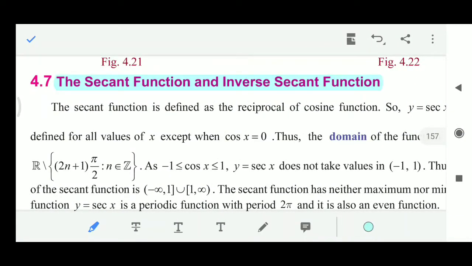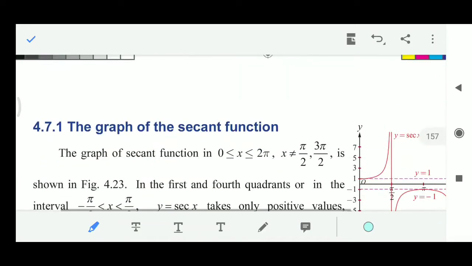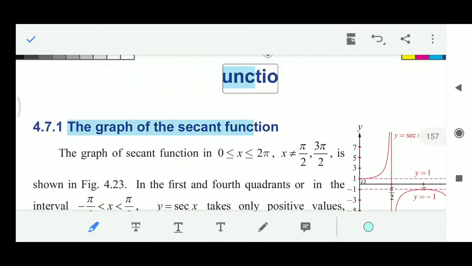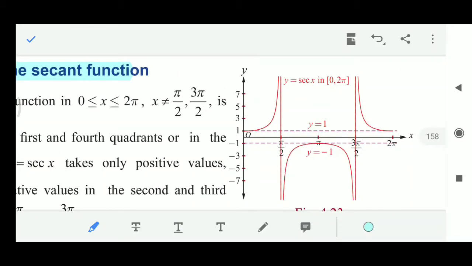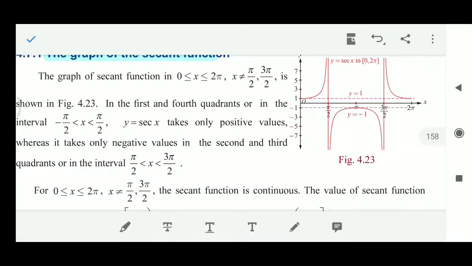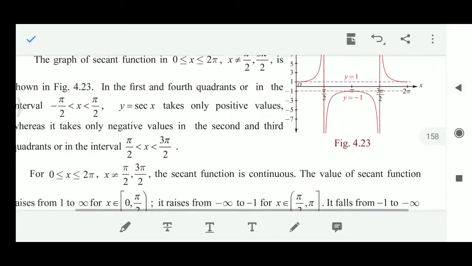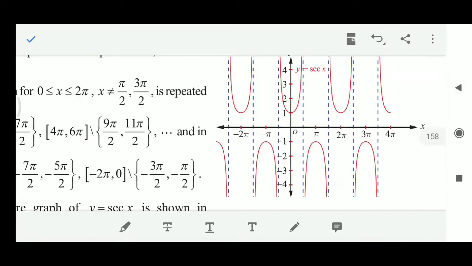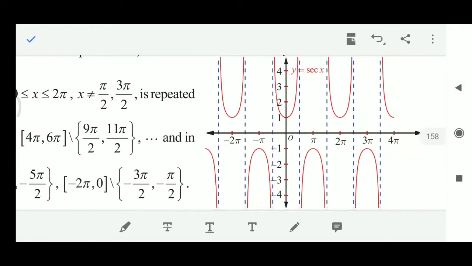Next we will see the secant function and inverse secant function. Like cosecant, we can also draw the graph of secant from 0 to 2 pi. The first graph denotes the secant graph from 0 to 2 pi. Here for pi by 2 and 3 pi by 2, that means 90 and 270, the secant function is infinity. So the graph tends to infinity at this point. So you will get the graph like this, 0 to pi by 2 and pi by 2 to pi, again from pi to 3 pi by 2 and 3 pi by 2 to 2 pi. If it extends like this, you will get the total graph like this.